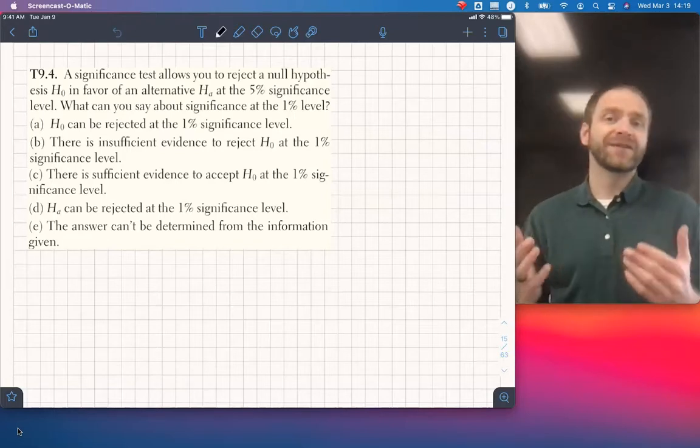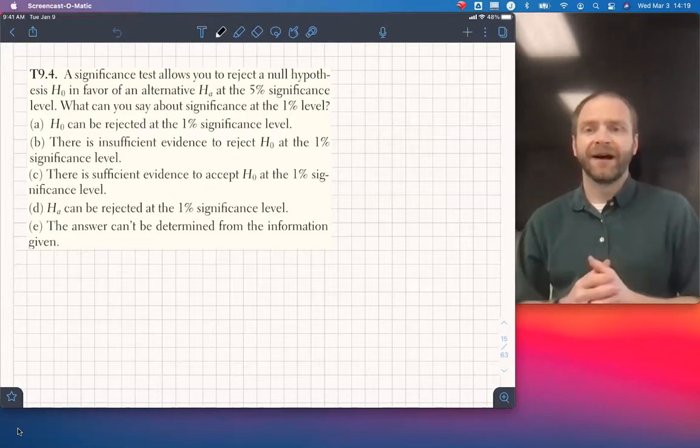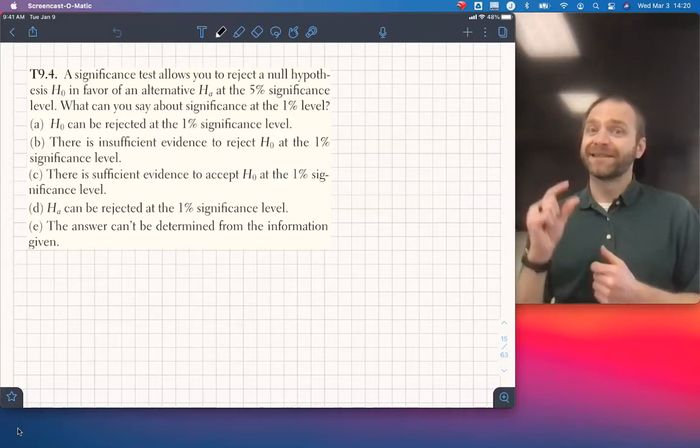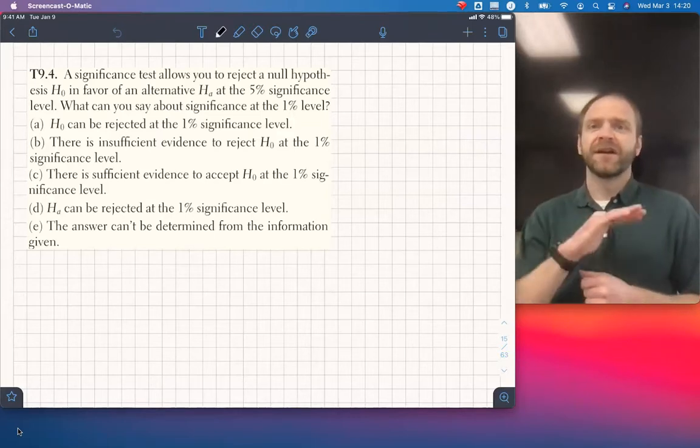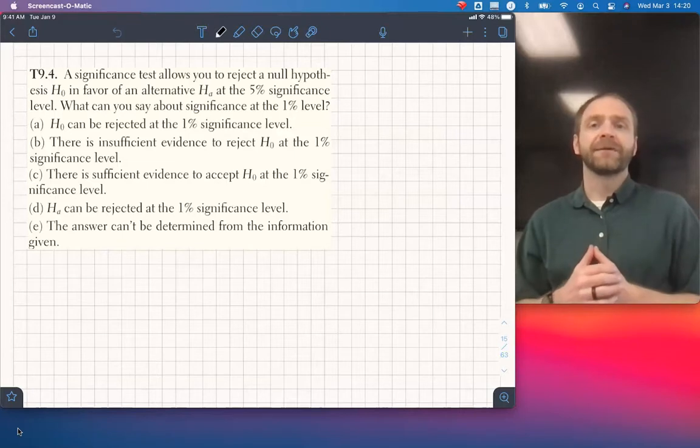You know what? I'm going to start again. Let's just say at the bottom: the answer can't be determined from the information given. You're tempted, aren't you? You're tempted just a little bit. It's the easy choice. You know what? Put it on hold. We'll come back to that one later.